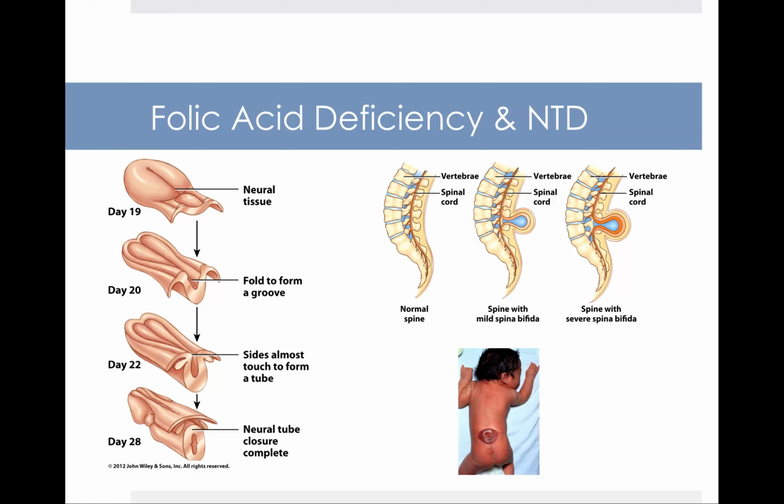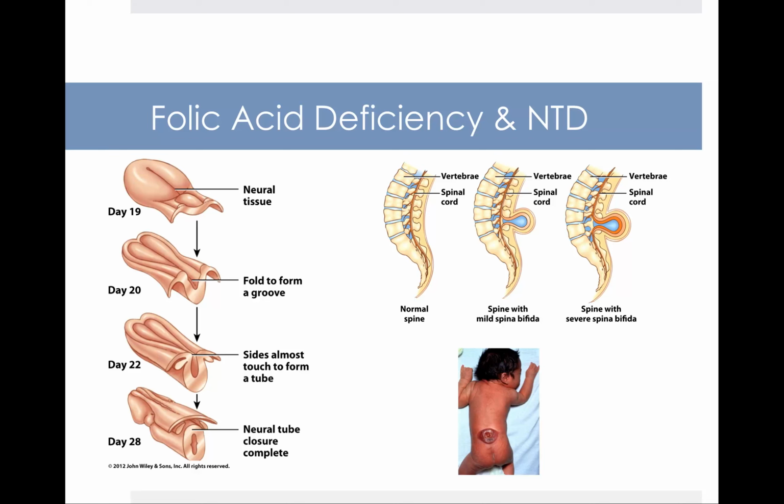Another thing that folic acid deficiency does is it causes neural tube defects in the developing fetus. So if a mom is deficient in folic acid, what happens is usually at the very beginning of her pregnancy, that's when the neural tubes form. In the absence of enough folic acid, defects can occur. Okay, and you can see a normal spine pictured, and then the most common neural tube defect is called spina bifida.